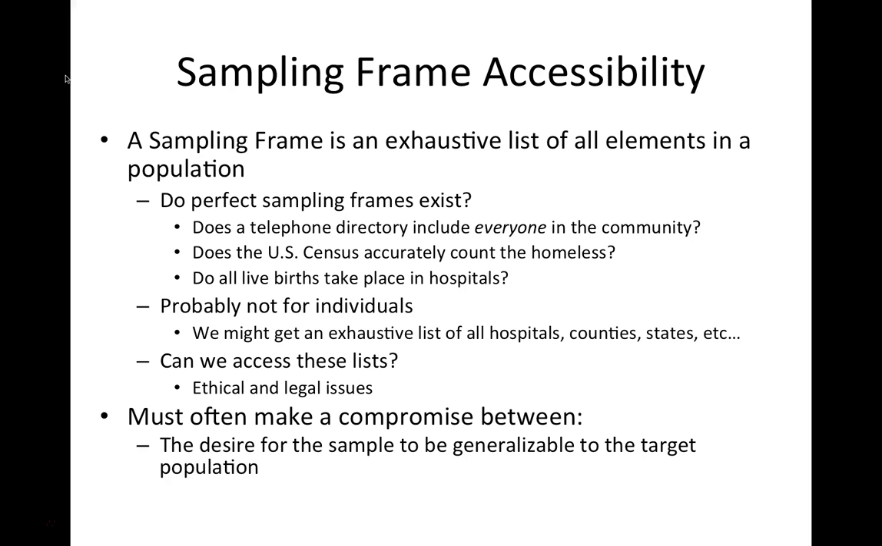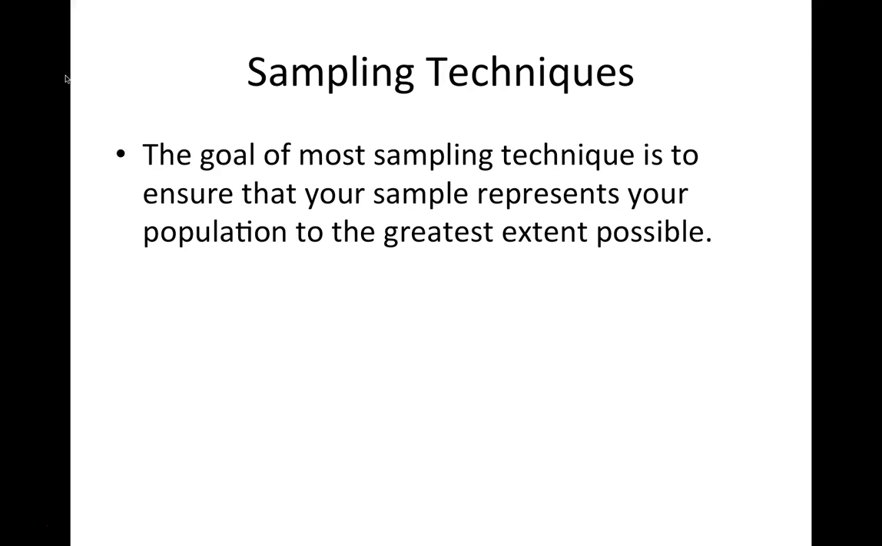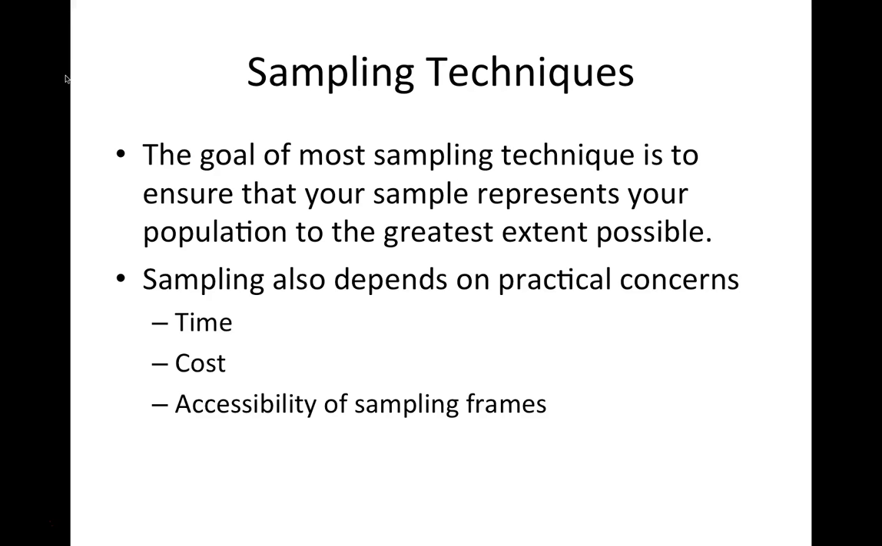And so we often have to make a compromise between the desire for the sample to be generalizable to the target population and the practical reality of obtaining sampling frames. So this is this constant compromise that we're making in these situations. And so the goal of most sampling techniques is to ensure that our sample represents the population to the greatest extent possible. But again, our sampling strategy always comes back to some practical concerns, particularly for graduate students, for you guys. You'll have very real and tangible concerns about time and cost, as well as the issues of accessibility of sampling frames that we already talked about.